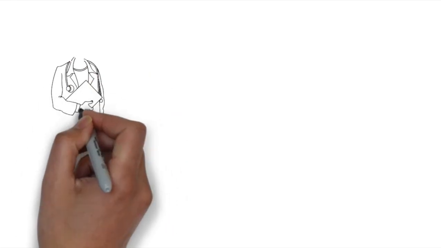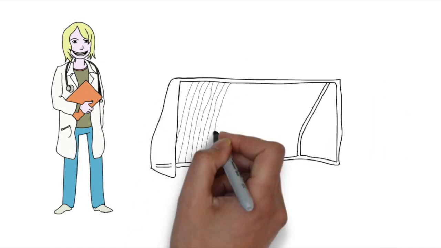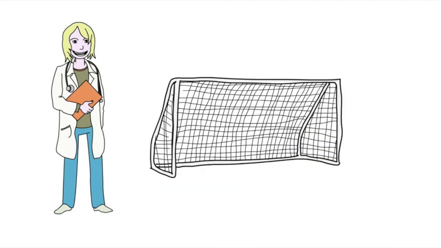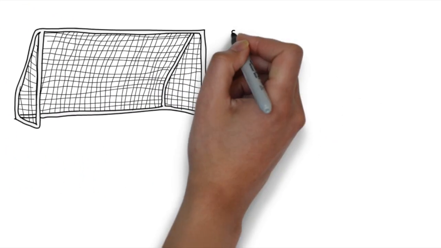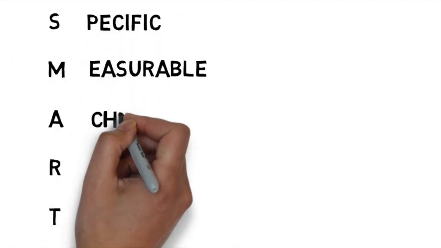Hi guys! So, now that we've defined the problem, we can build a plan on how to fix it. In the planning stage, we set goals for our patients, and these goals need to be SMART. You heard me, SMART. And what's a SMART goal? Well, it's S-M-A-R-T. A SMART goal is specific, measurable, achievable, relevant, and timely.